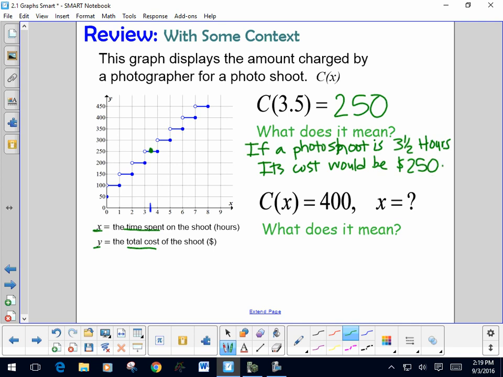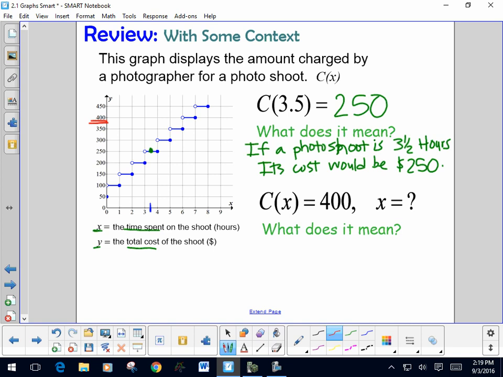The second part is a little bit different. I'm telling you the value of the function. If the value of c of x is 400, what x is it going to be? So we're looking for the value of the function to be 400. That's a y value, 400.